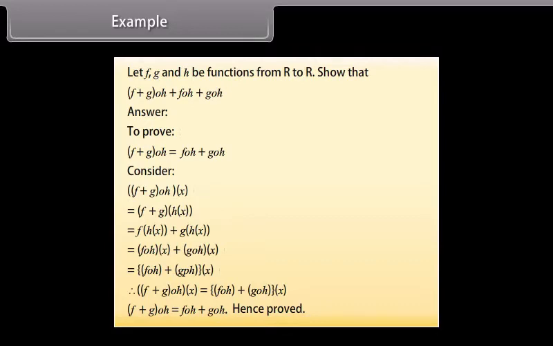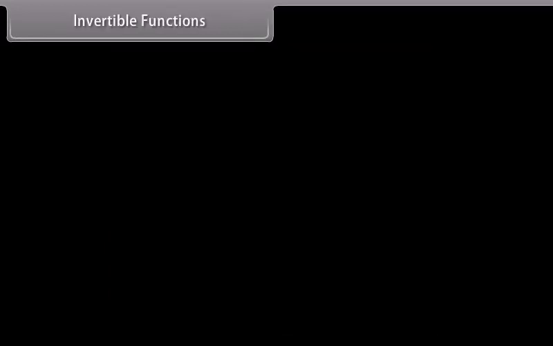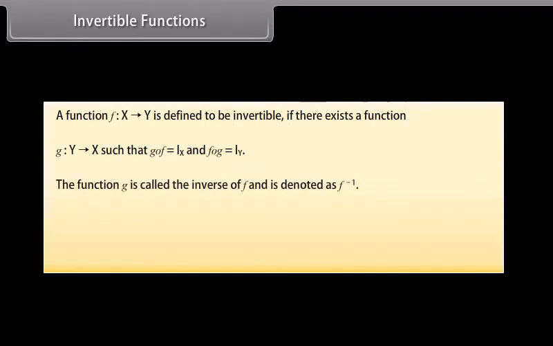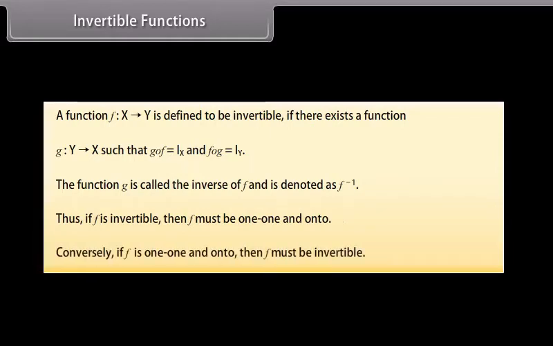Invertible functions. A function f from X to Y is defined to be invertible if there exists a function g from Y to X such that g of f is equal to I X and f of g is equal to I Y. The function g is called the inverse of f and is denoted as given. Thus, if f is invertible, then f must be 1-1 and onto. Conversely, if f is 1-1 and onto, then f must be invertible.